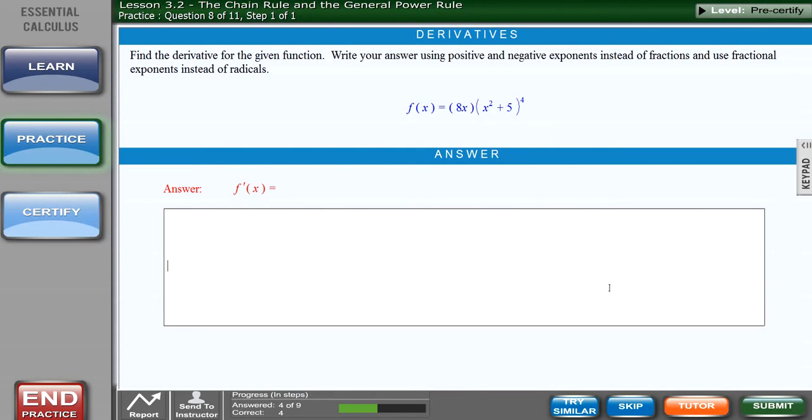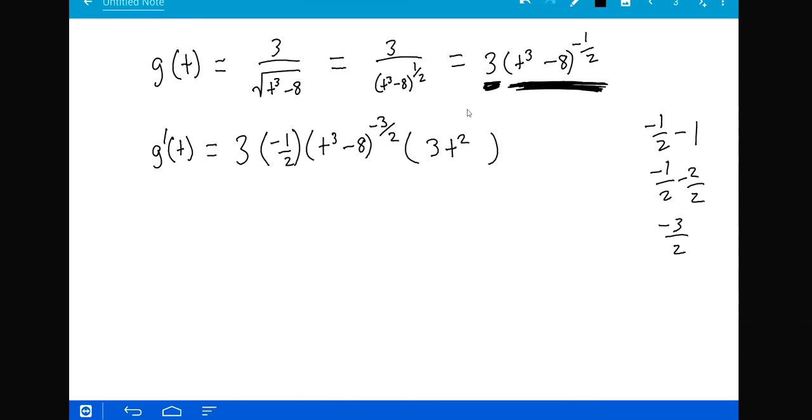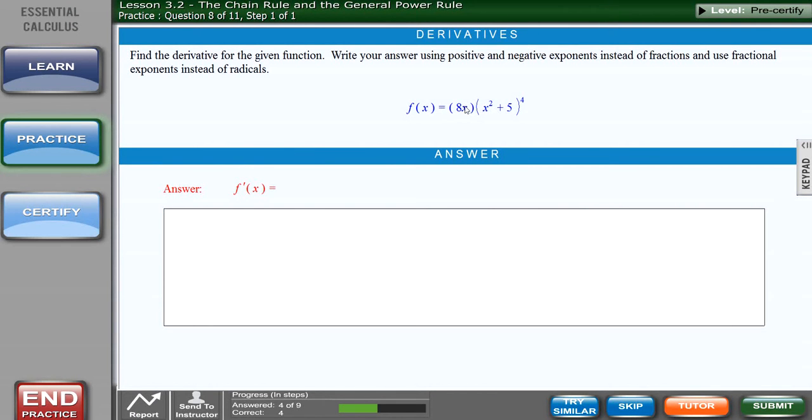Now notice the difference here with this problem versus the one we just worked. You have 8x times x squared plus 5 to the 4th. That 4 is only on the x squared plus 5. X squared plus 5 is all that's raised to the 4th. 8x is not a coefficient. In the last problem, let me flip back over here, you had a 3 sitting out in front of the parentheses. There was no variable there. So that was just a coefficient you brought down. It's different this time because you have a variable there. When it's a variable, you can't treat it as a coefficient.